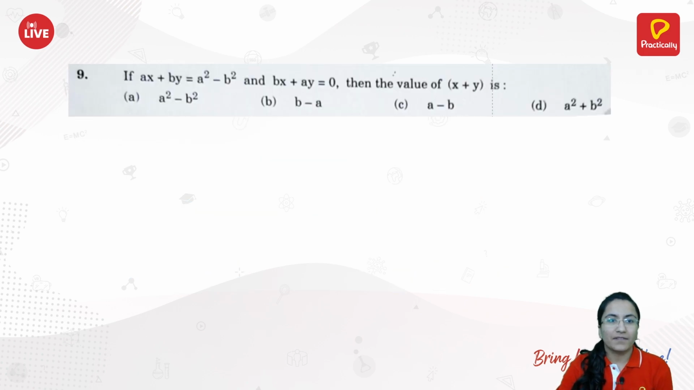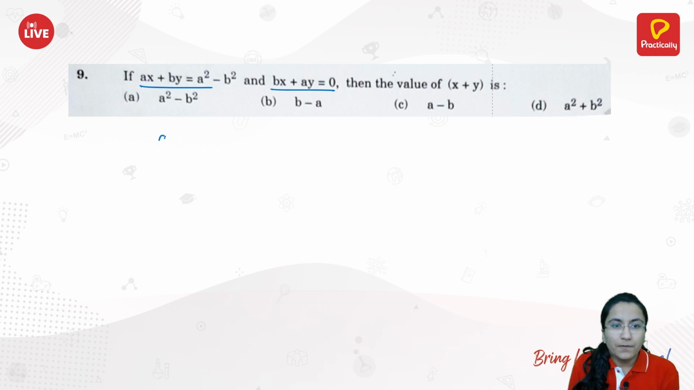Next question we have is: if ax plus by equals a square minus b square and bx plus ay equals 0, then what is the value of x plus y? We need to find x plus y. For that we need to solve these two equations. So let's just solve. We have the first equation as ax plus by equal to a square minus b square.